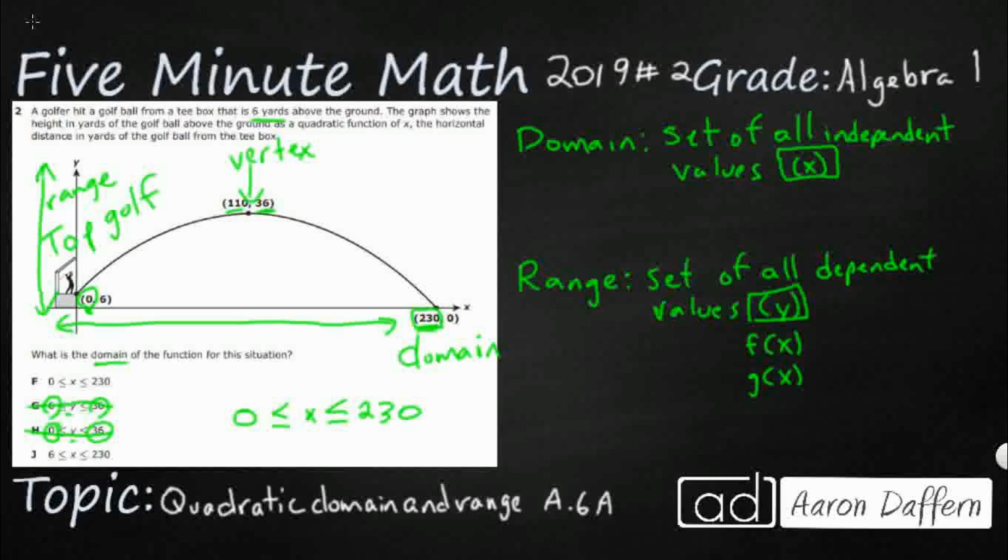right? And so the domain is, as the ball was flying, it actually hit every single real number in between 0 and 230 quickly as it went on this arc, and it landed at the 230, and that's where it stopped. So we're not going to choose this J because this 6 is the y value. And we want the x value, which is the 0. So there's our answer, F.